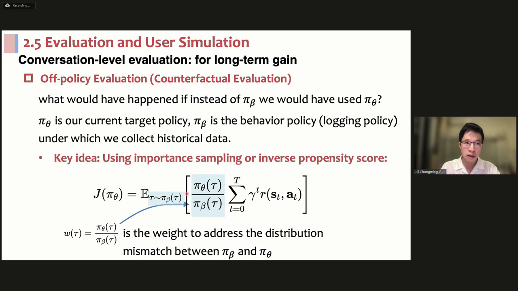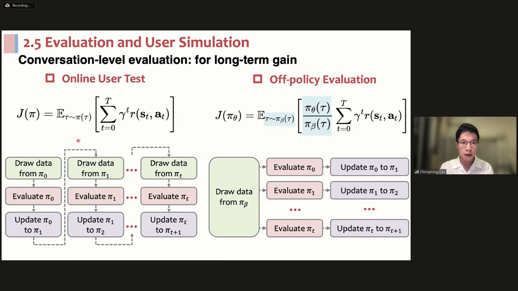Considering this problem, our solution is to use off-policy evaluation, also known as counterfactual evaluation. The problem we care about is what would have happened if, instead of pi beta, we would have used pi theta. So we just add a weight to offset the bias that is introduced in our model. Instead of sampling the trajectory from the current policy pi theta, we sample the trajectory from the behavior policy pi beta. That's the difference between the two, which has been highlighted by the blue block.